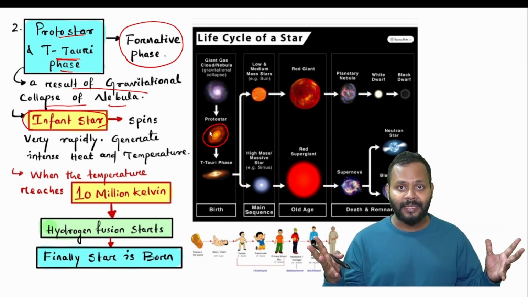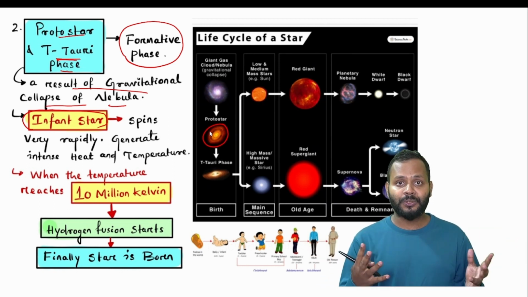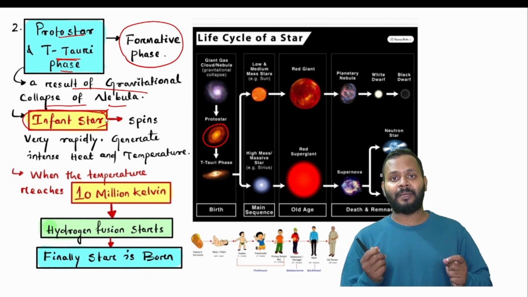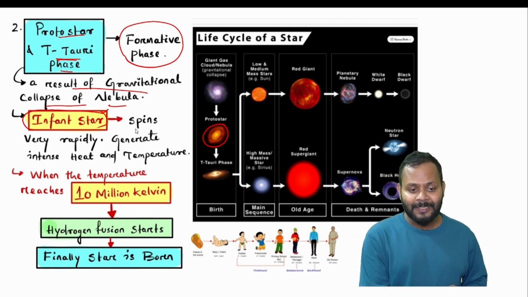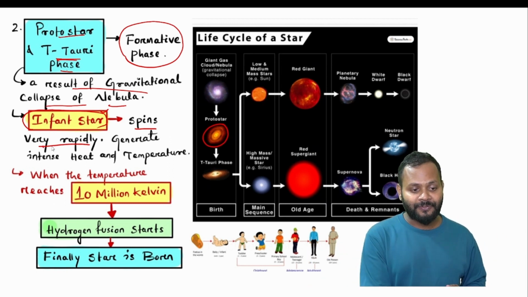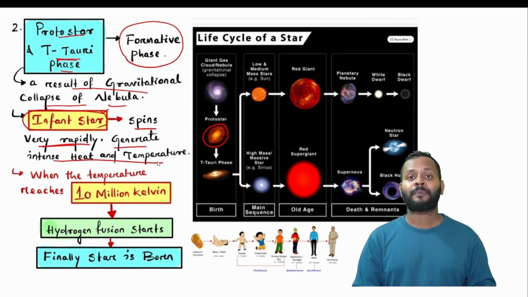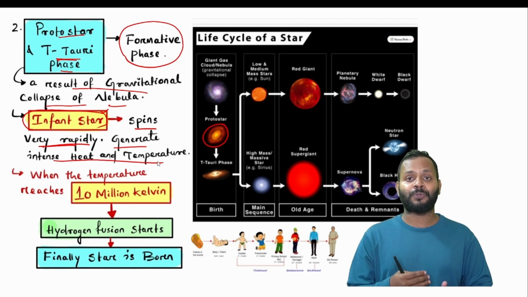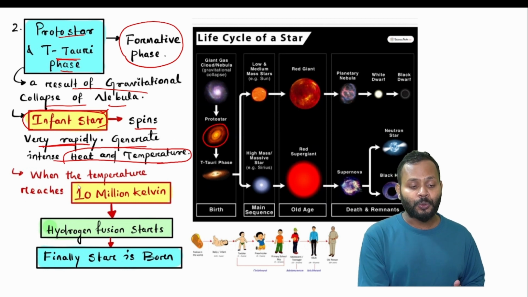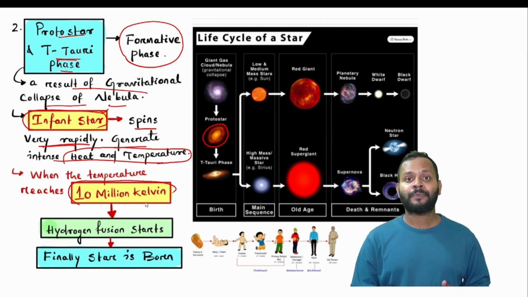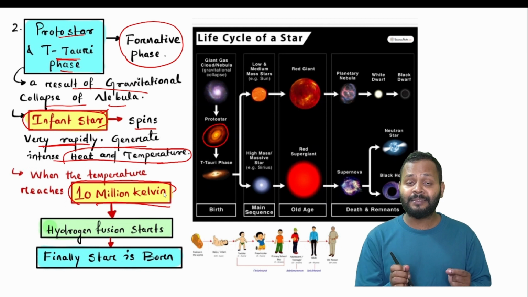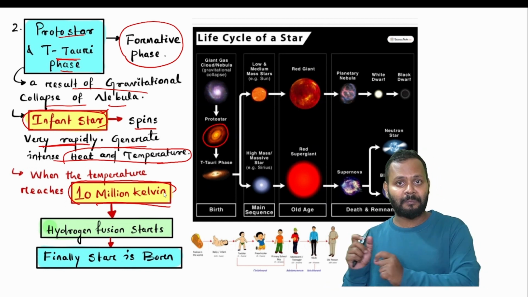It's not too shiny, and there is no proper development of hydrogen fusion. Now you know that the infant star, or baby star, has a lot of potential. It spins very rapidly like a baby. A baby also runs here and there a lot, so it spins very rapidly and generates intense heat and temperature. That heat and temperature was essential, and it keeps accumulating to reach 10 million Kelvin. Once the star reaches 10 million Kelvin, hydrogen fusion ultimately starts taking place.